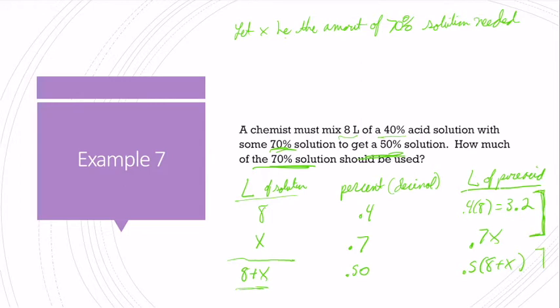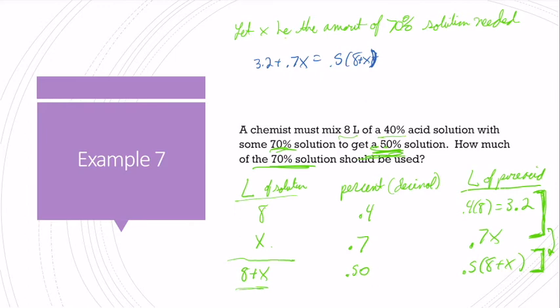My liters of pure acid from my 40% solution and my 70% solution needs to add up to the same amount of pure acid in my 50% solution. So these set equal to this is going to be our equation. So I'm going to write that up here, and let's switch to blue. So I've got 3.2 plus 0.7x equals 0.5 times 8 plus x. And I'm going to go ahead and solve this.